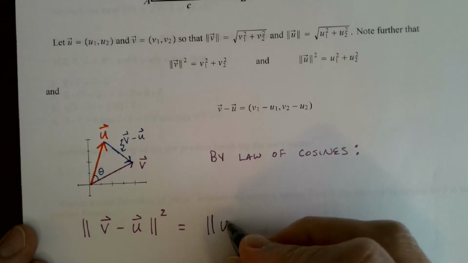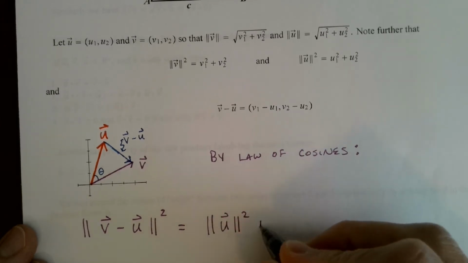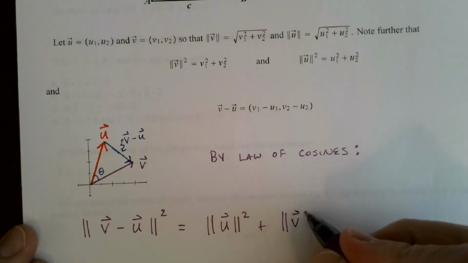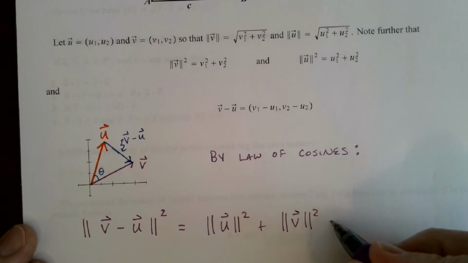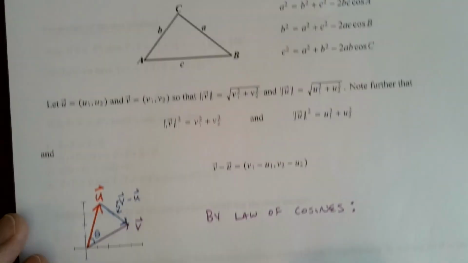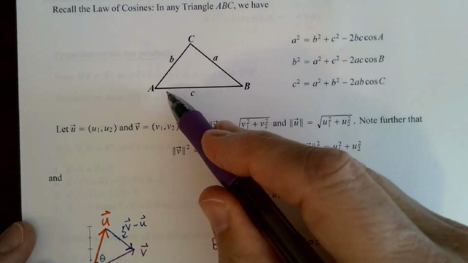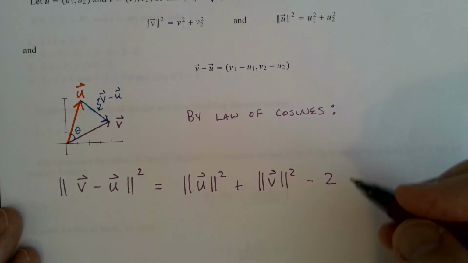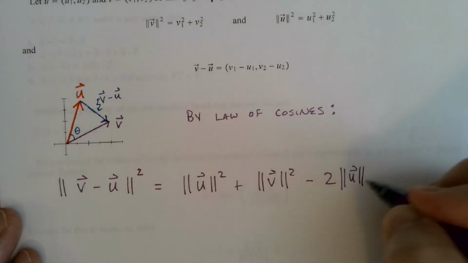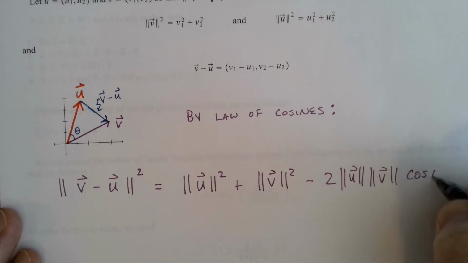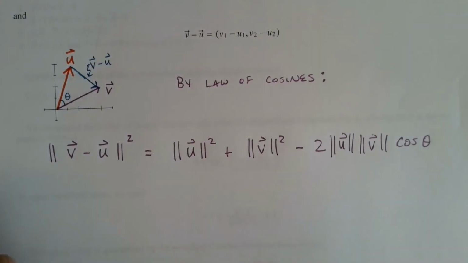That's the magnitude of u. So we square that, and we add the square of the length of this side, which would be the magnitude of v squared. And then we have what? Minus 2 times, remember, minus 2 times the product of the two other sides and the cosine of the angle between them. So the length of this side is the magnitude of u, magnitude of v, times the cosine of the angle between them, which we've called theta. And so here is the law of cosines applied to the situation.